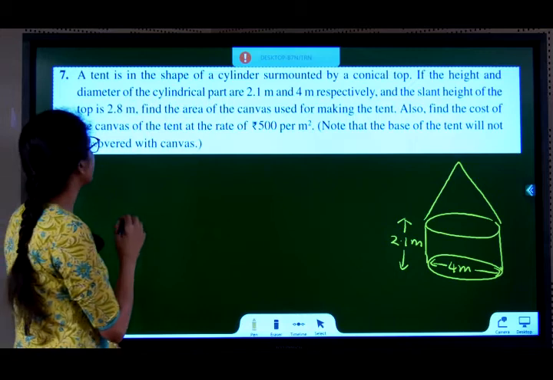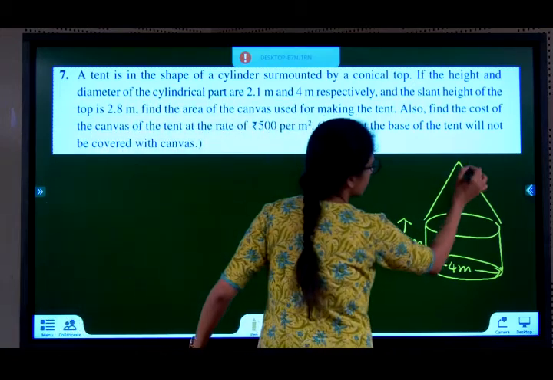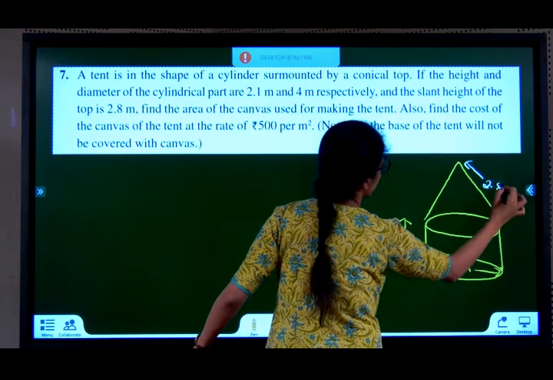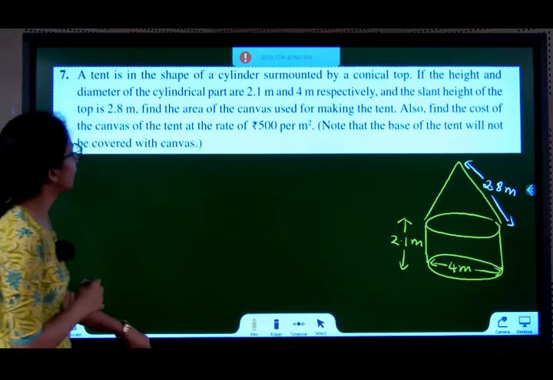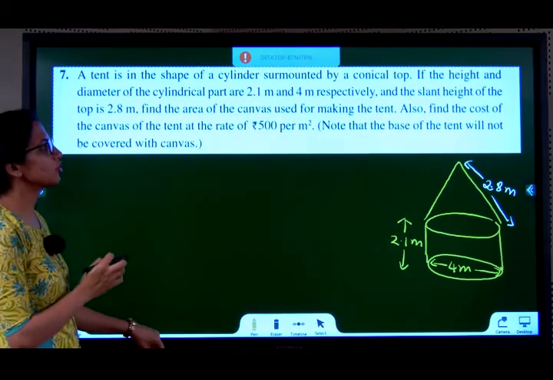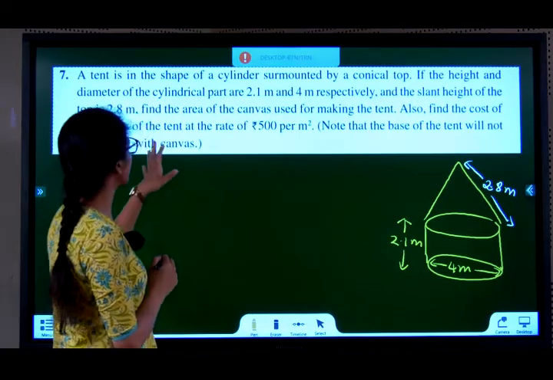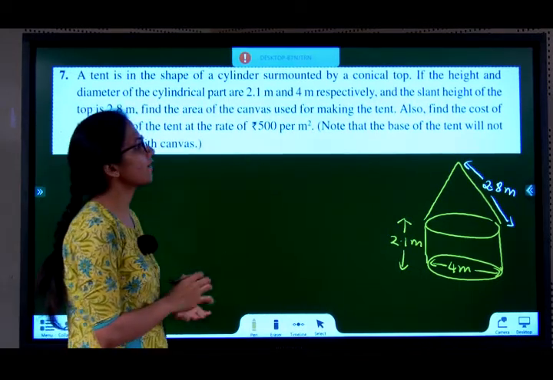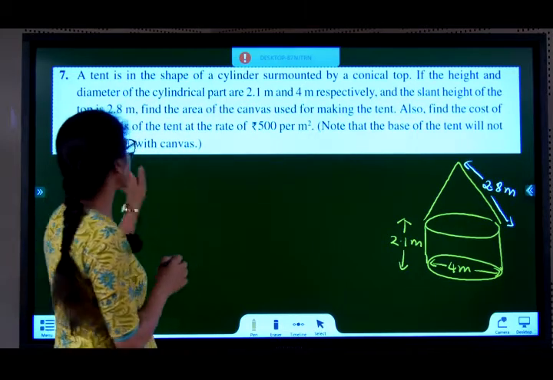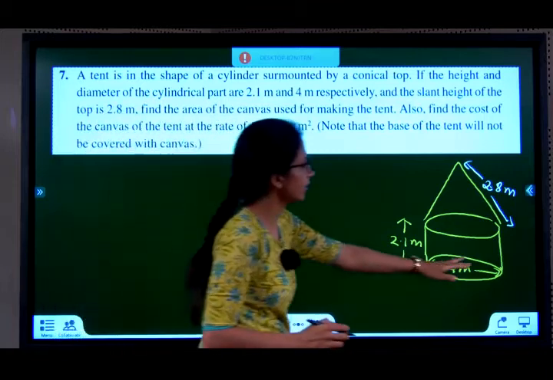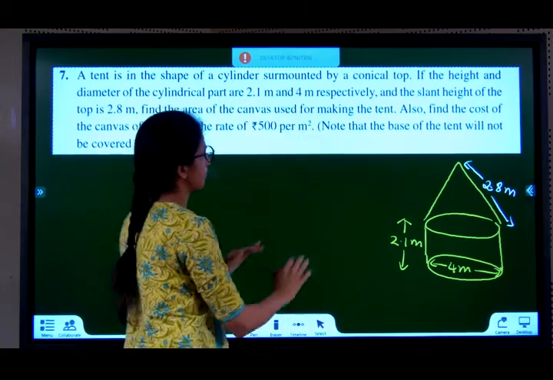The slant height of the top is 2.8 meters. L given is 2.8 meters. Find the area of the canvas used for making the tent. Also find the cost of the canvas of the tent at the rate of rupees 500 per meter square. Note that the base of the tent will not be covered with canvas. So we only have a cylinder and a cone on top.